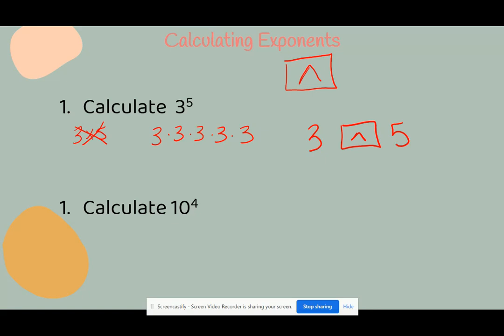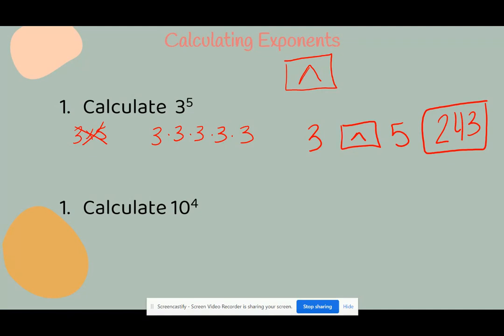So 3 caret 5. That's just 3 times 3 times 3 times 3 times 3, or 3 to the 5th power. You should be doing it on your calculator right now. 3 caret 5 is, make sure you're out of SI mode, 243. So 243.